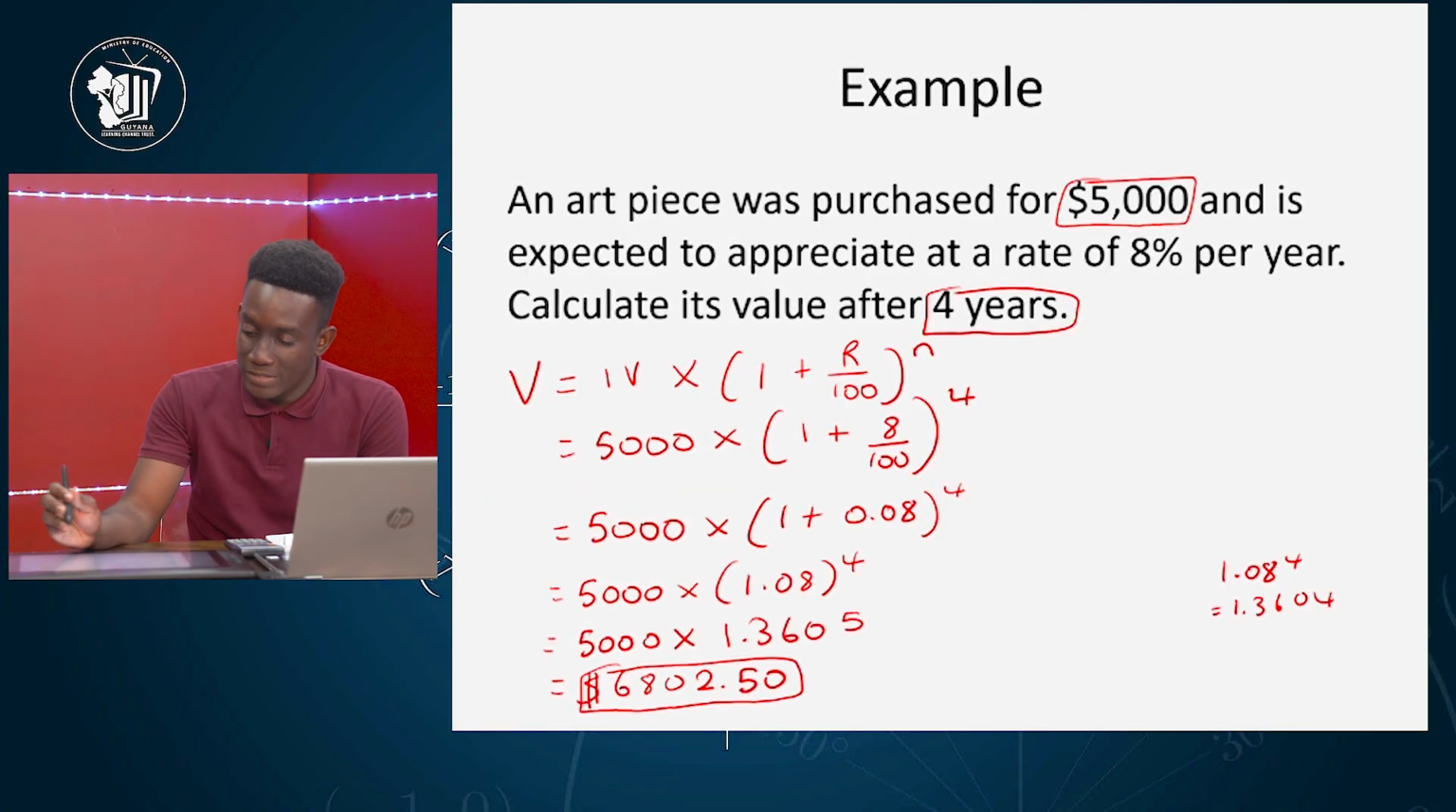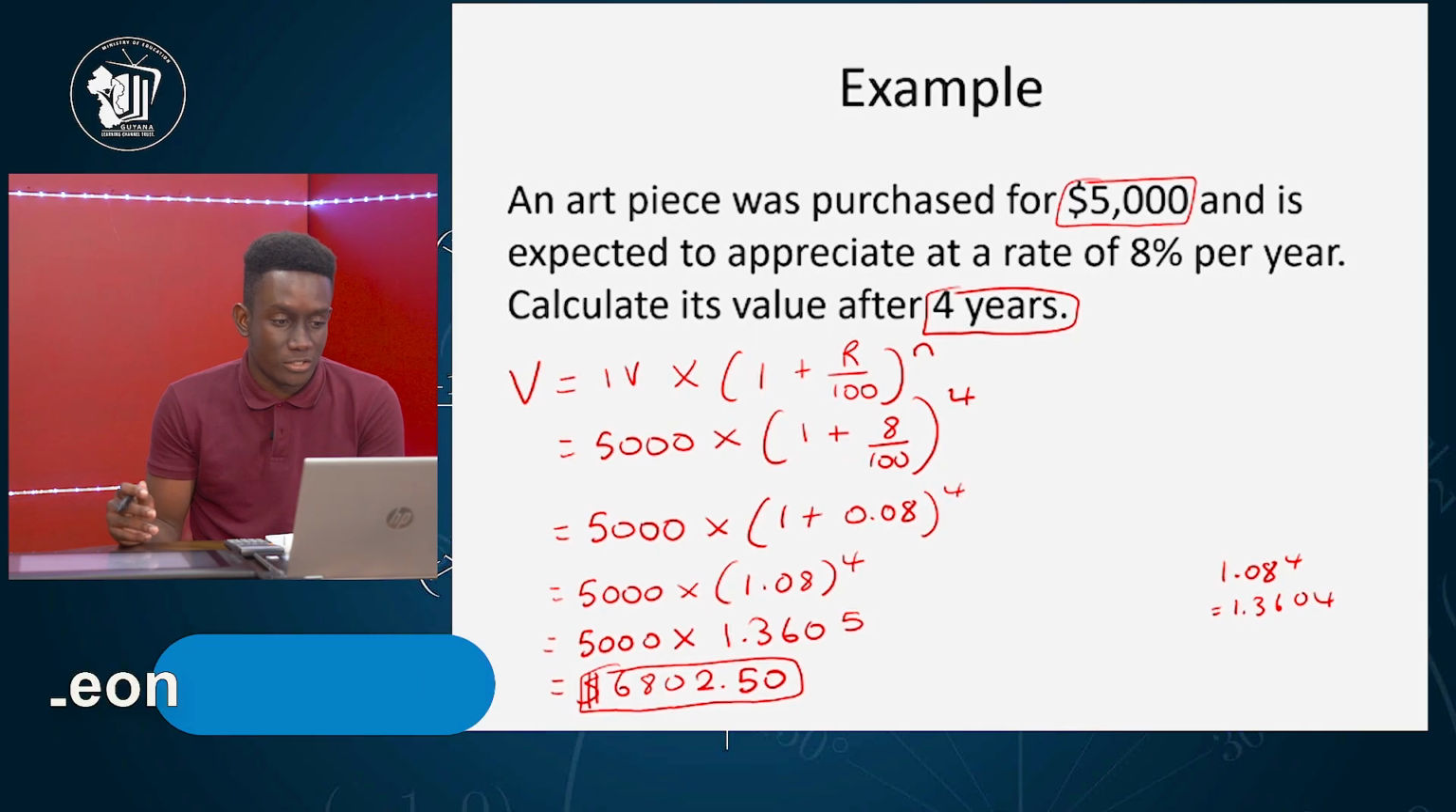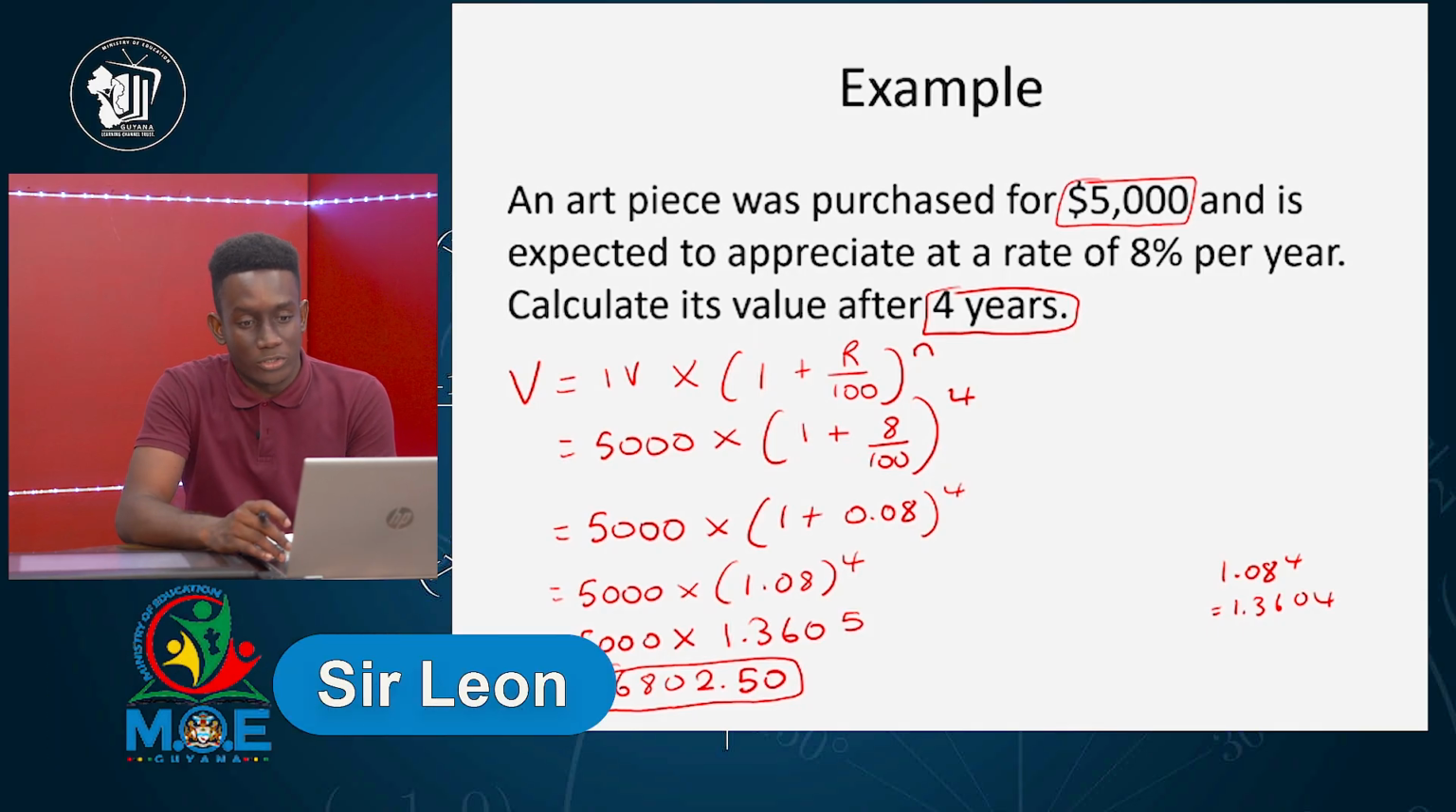So it's just for you to do the same thing like what you did just now. You work out what is going on in the brackets, and then you raise it to a certain power, and then you multiply that by the initial value, and that would give you the appreciation value after the certain amount of years.